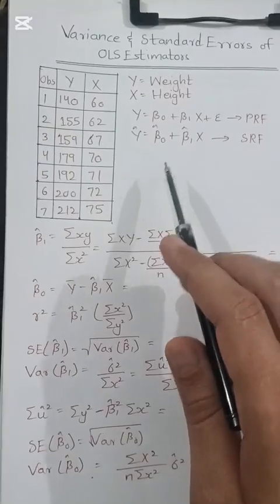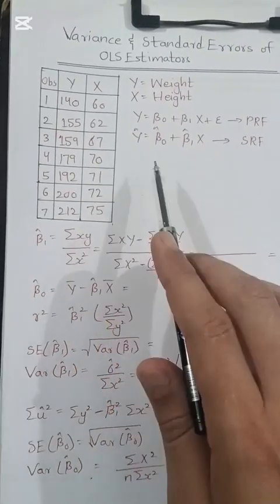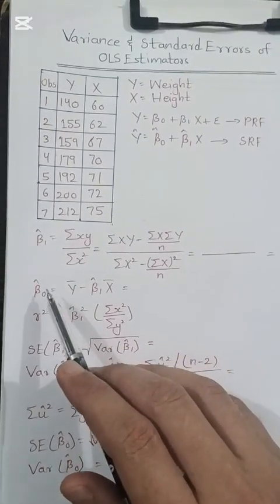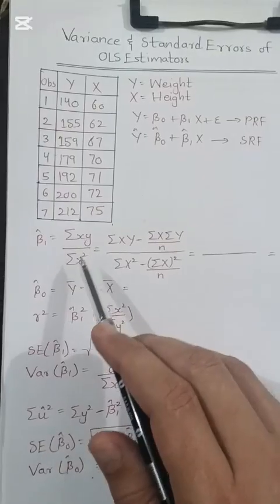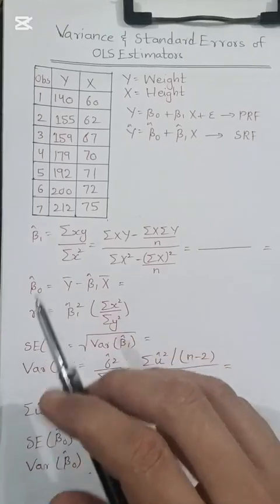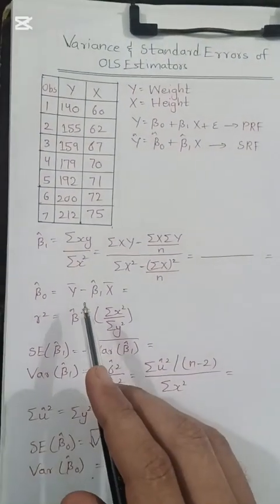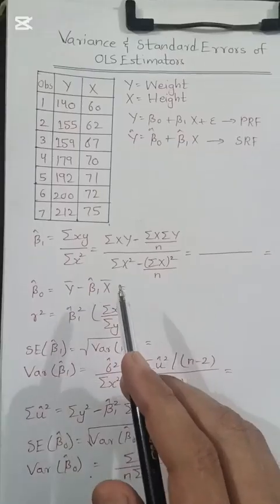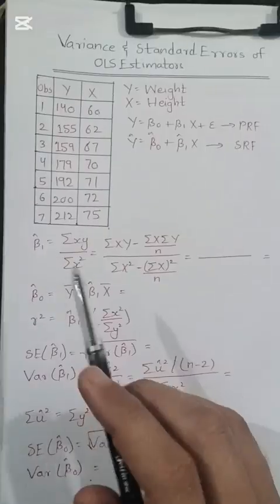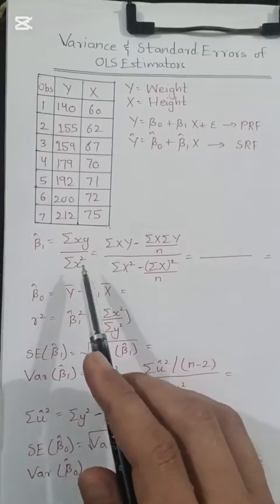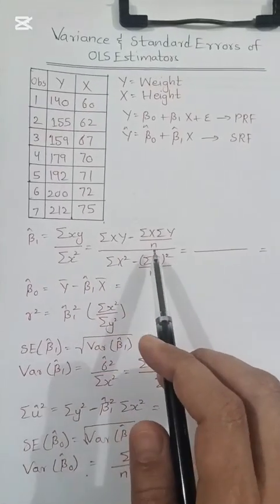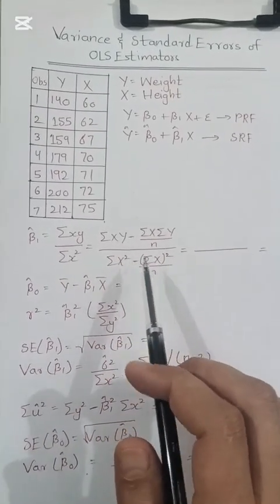So first of all we need to find the values of beta naught hat and beta 1 hat. The formulas for beta 1 hat and beta naught hat are given as sum of xy divided by sum of x square, which is the formula of beta 1 hat, our slope coefficient, and for beta naught hat the formula is y bar minus beta 1 hat x bar, which is our intercept. In the previous lecture we saw that this formula can be solved using the calculator.